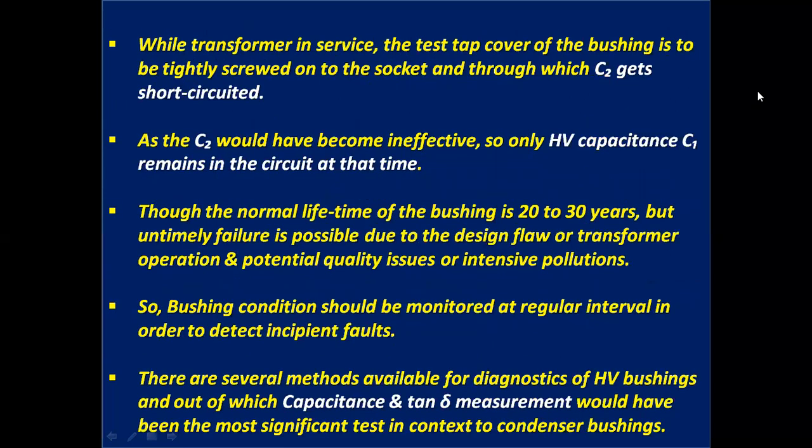While the transformer is in service, the test tap cover of the bushing is to be tightly screwed on the socket, through which C2 gets short-circuited. As C2 becomes ineffective, only the HV capacitance C1 remains in the circuit at that time.